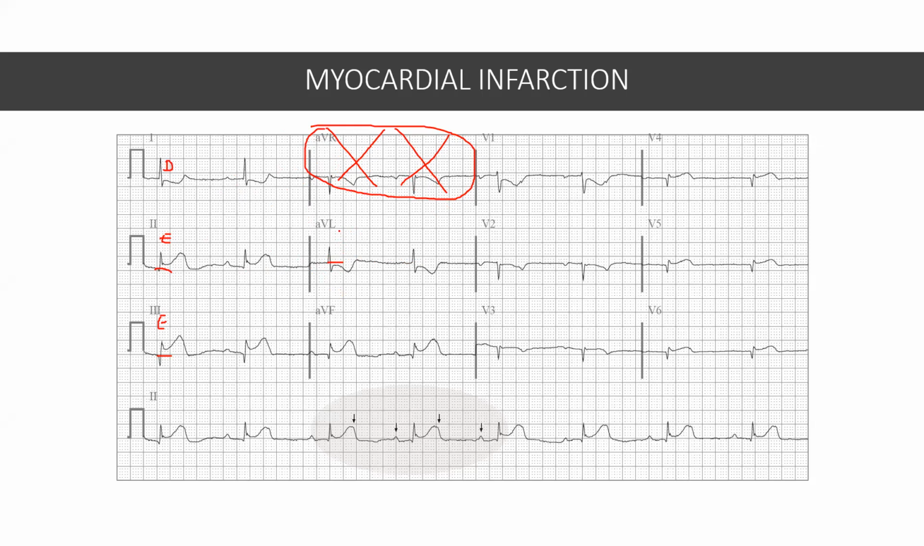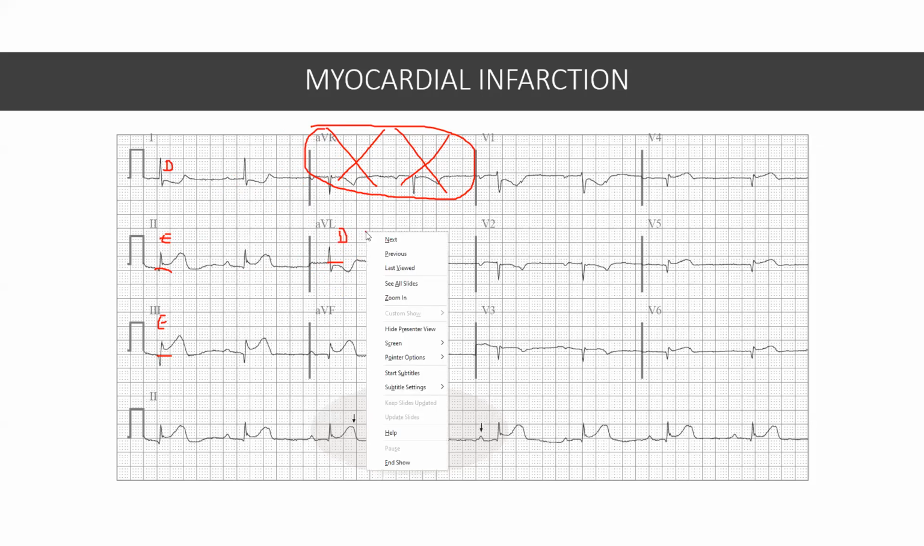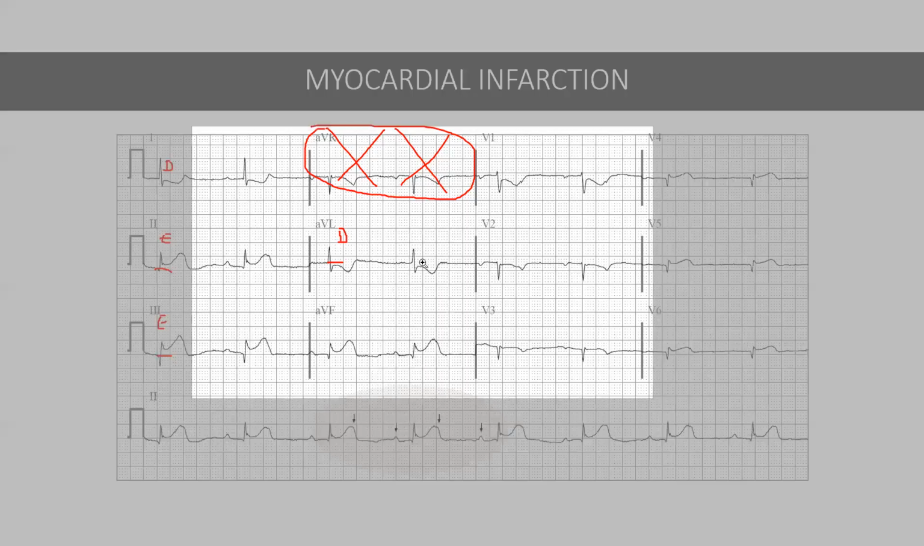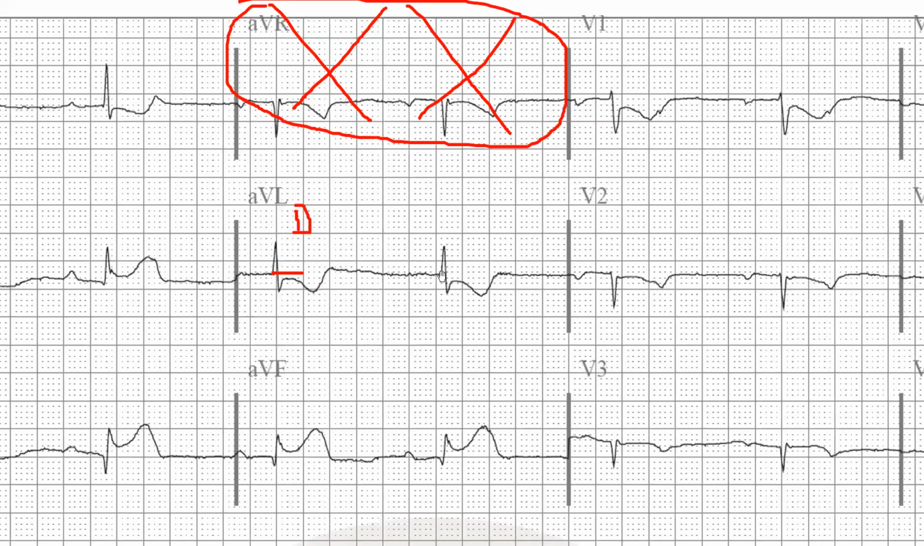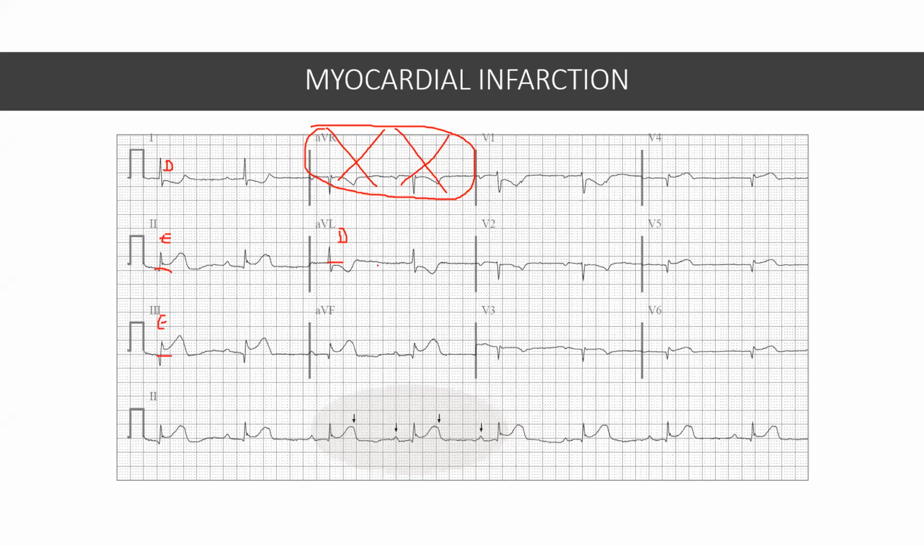It is depressed. For those of you who didn't see that it is depressed, let's take a look at it. This is the baseline, and this is the J point, and therefore it's below the baseline. So we call that depressed. All right, how about aVF? It's elevated. Very good. So we have ST elevations in lead 2, lead 3, and aVF so far.